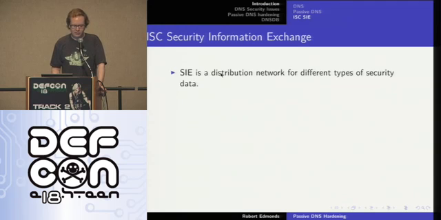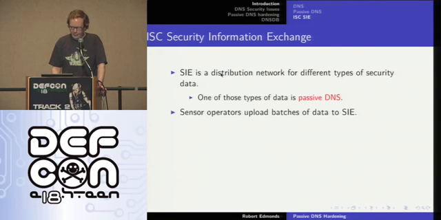This brings us to ISC SIE, which we'll describe briefly, and only the features that are relevant to passive DNS. So SIE is a distribution network, as I said, for replicating the security data from multiple sources to private secure LANs, where the data is broadcast to trusted consumers, including ISC itself, of course. One of those types of data is, of course, passive DNS.